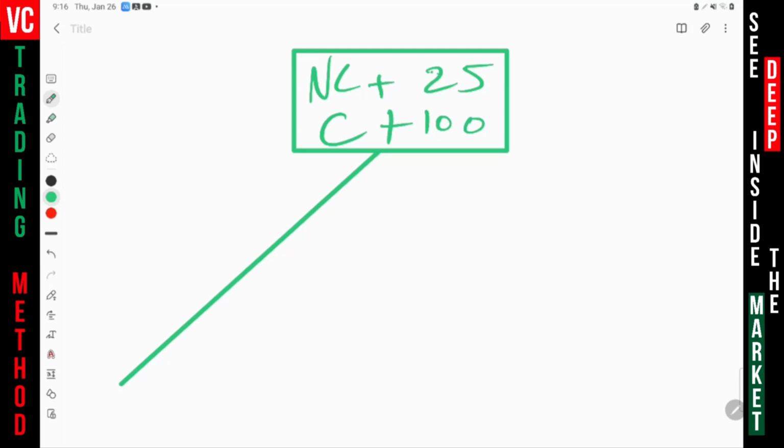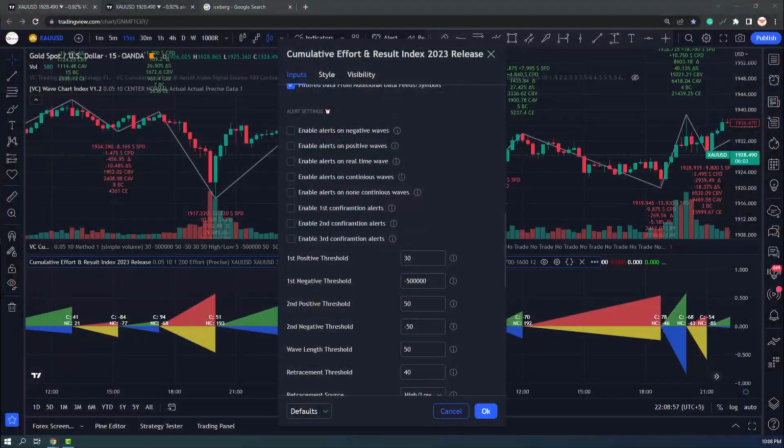How we can set it? Very simple. You see here, there are certain types of checks. I will explain each input, each checkbox very deeply.